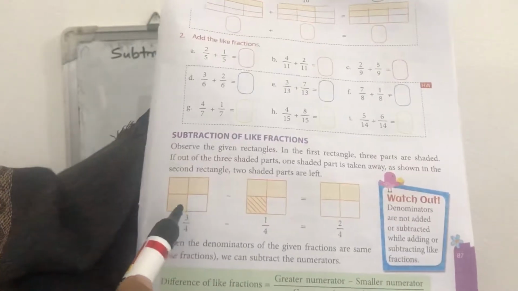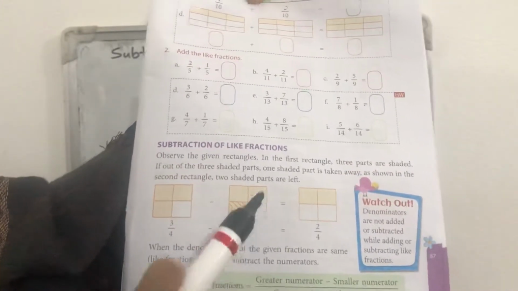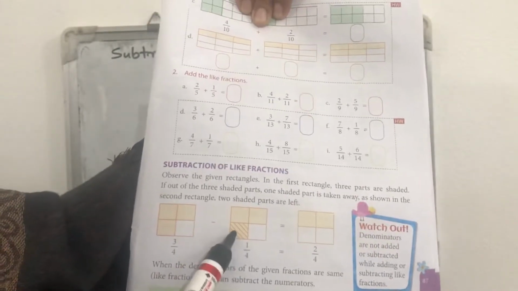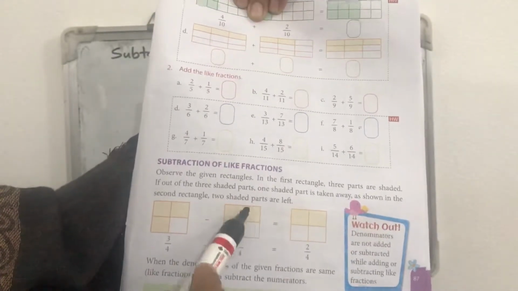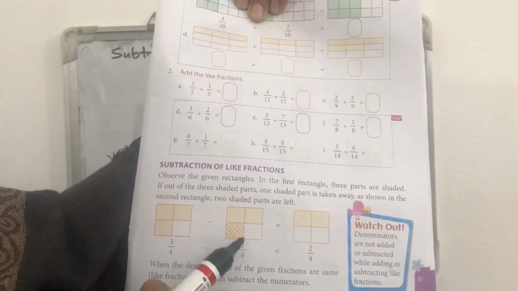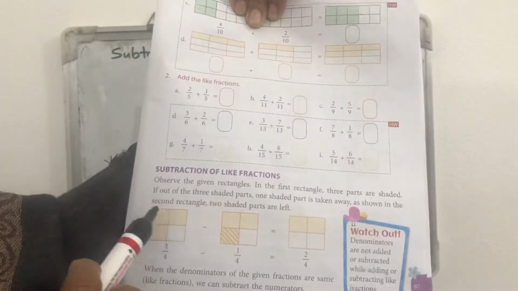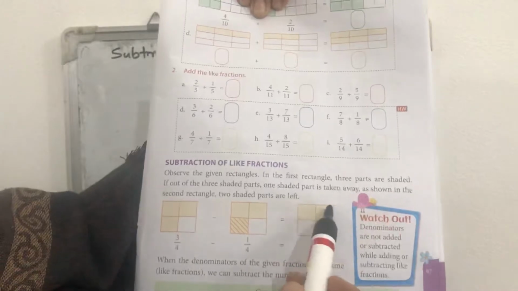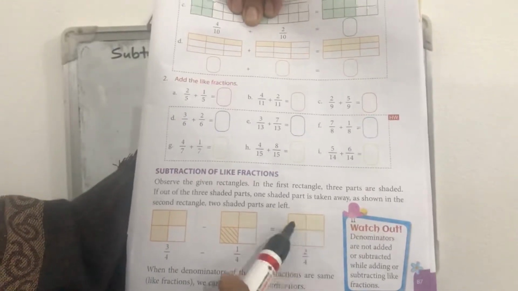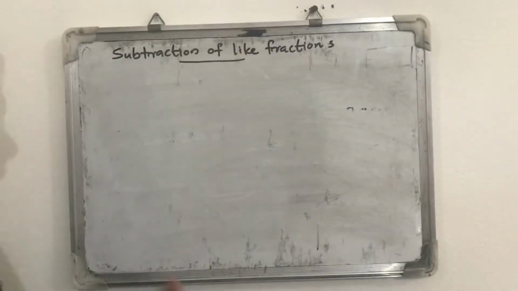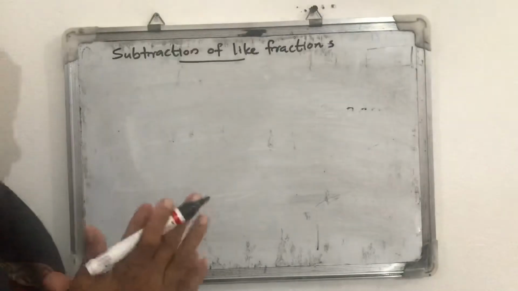Now from that we are subtracting another fraction, 1 by 4. This part we subtracted. Out of those 3 shaded parts, we subtract this part. Then how many parts remain? Out of 3 we subtracted 1, so only 2 remain. So what is the fraction of this shaded part? It is 2 by 4. So just like addition, we can subtract like fractions.